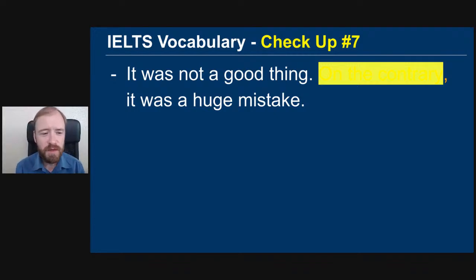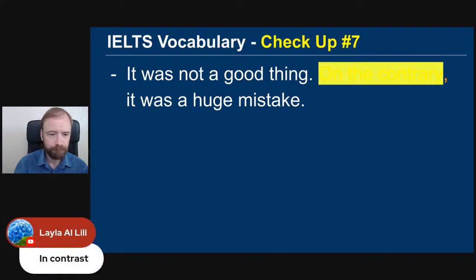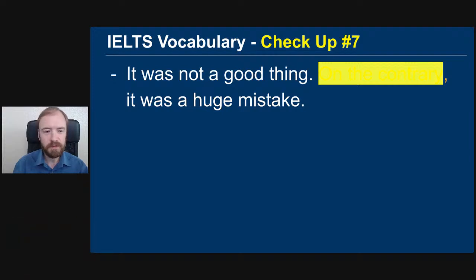So keep this in mind. Both of these sentences, it was not a good thing, bad. It was a huge mistake, it's bad. They're not opposites. You're saying the same thing. It's not a good thing. It was a huge mistake. So it's not in contrast, because it's very similar. Yeah, you students are going to hate me.